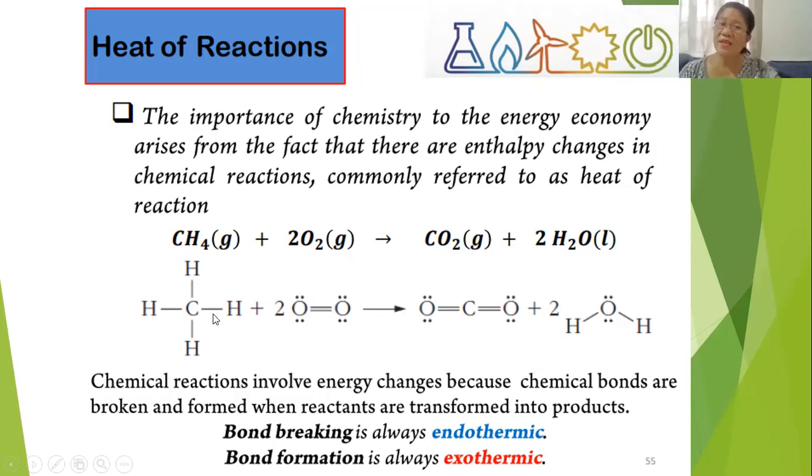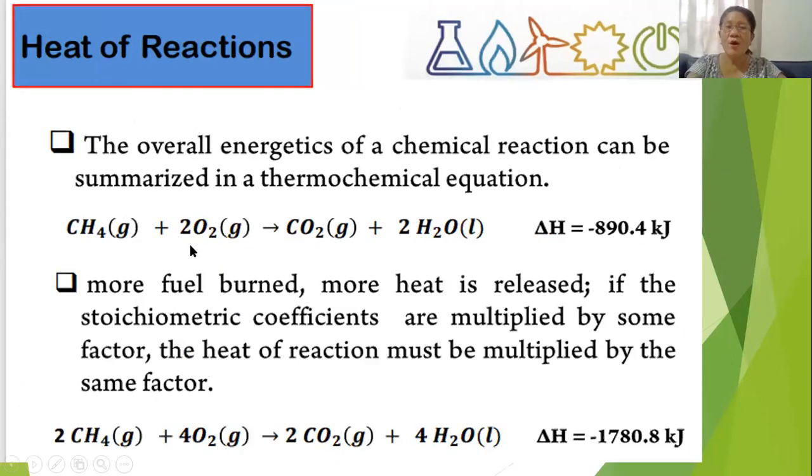We could also compute the heat enthalpies here by means of bond breaking and bond formation. Remember, bond breaking is always endothermic, but bond formation is always exothermic. So this is a chemical reaction which will give a product, and that product is carbon dioxide in the form of gas and water. Okay. So the overall heat of reaction here, we can summarize using the so-called thermochemical equation.